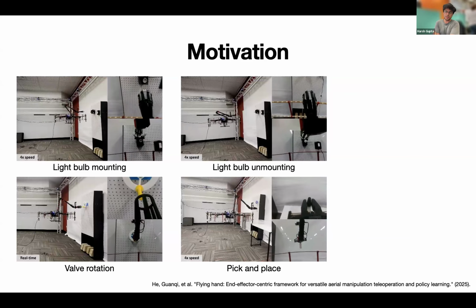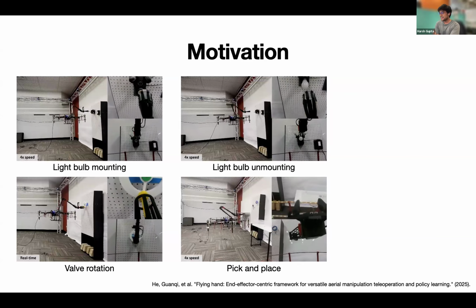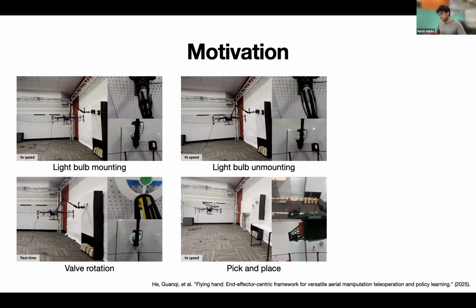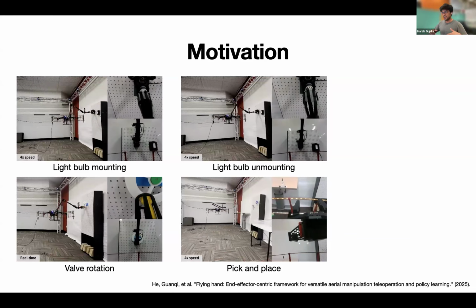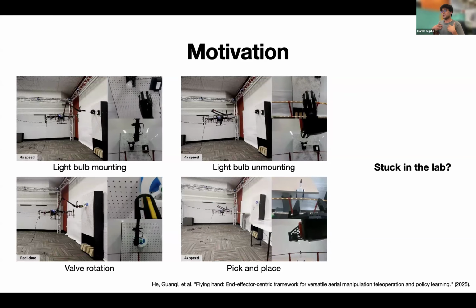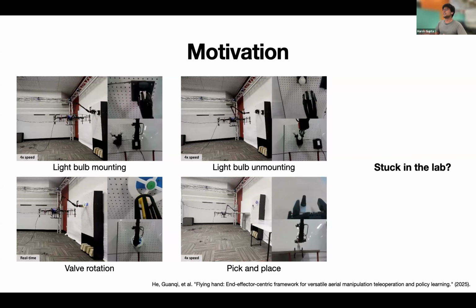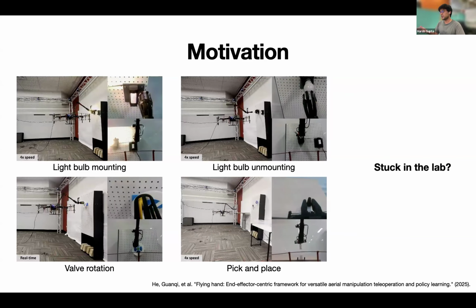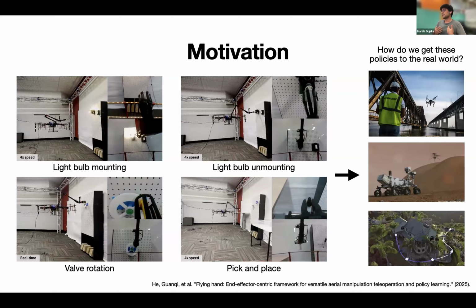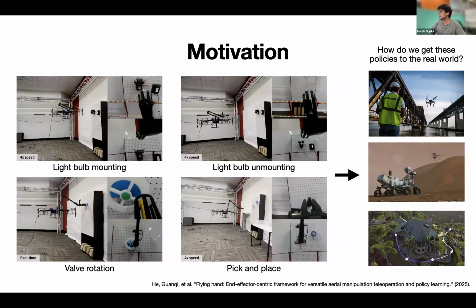But as things currently stand, if you have an imitation learning policy for, let's say, light bulb mounting, you're kind of stuck in the lab settings. You can't really just deploy these autonomous policies anywhere in the world. And the real motivation for my project is how do we get these policies into the real world?